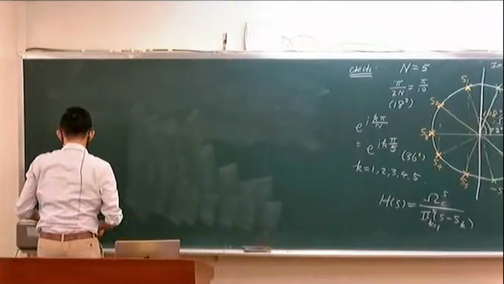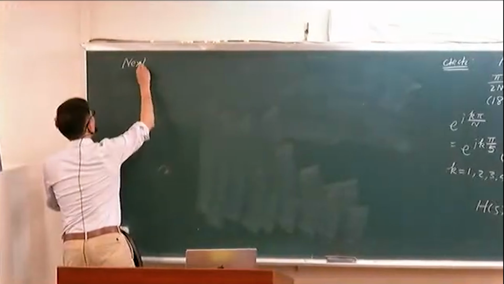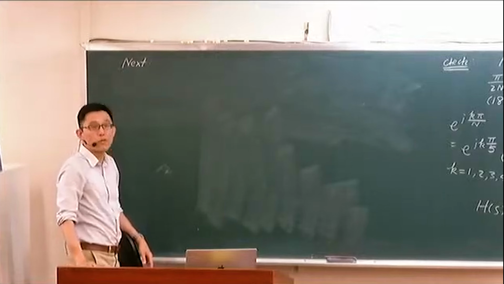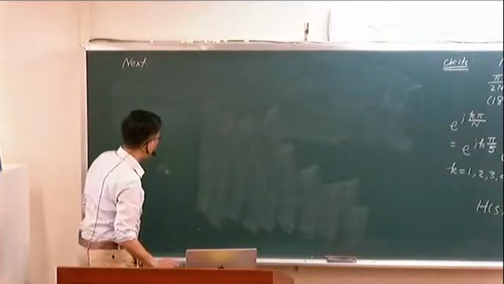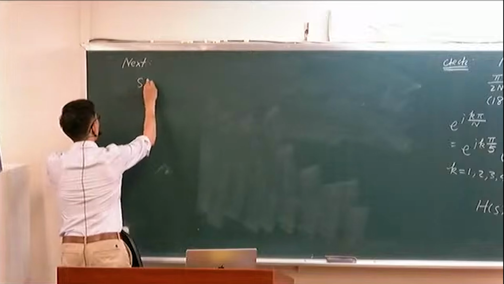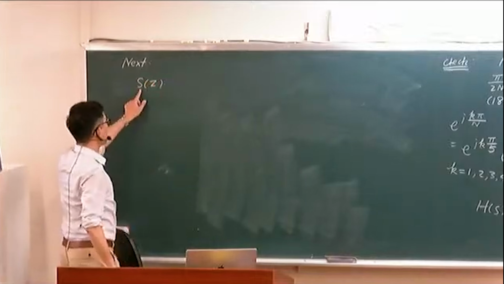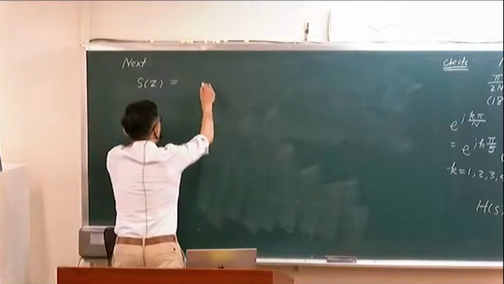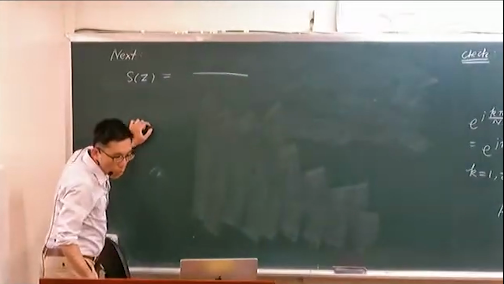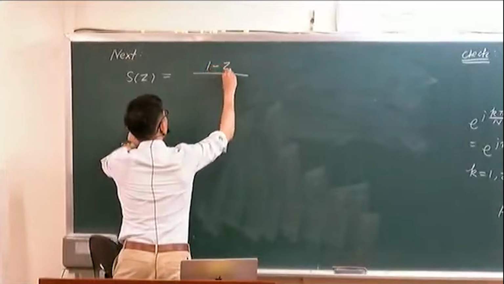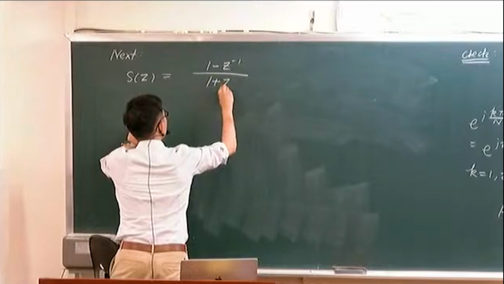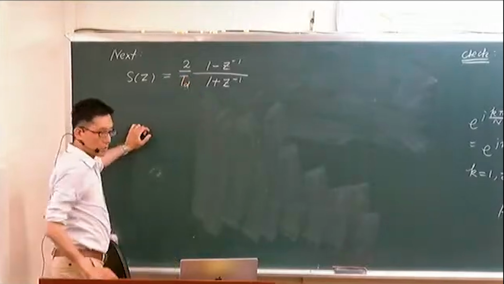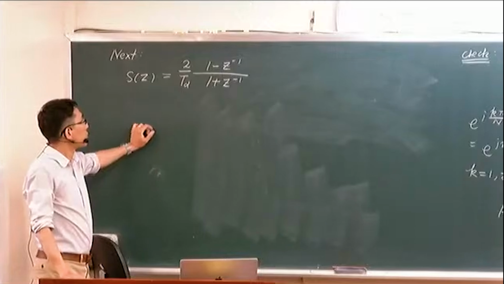Okay, so next, we are going to study how to go from S to Z, or from Z to S. I'm going to suggest a transformation of S as a function of Z. Let's define this S as a function of Z. Basically, it has this expression of 1 minus Z inverse divided by 1 plus Z inverse, with a scaling factor.